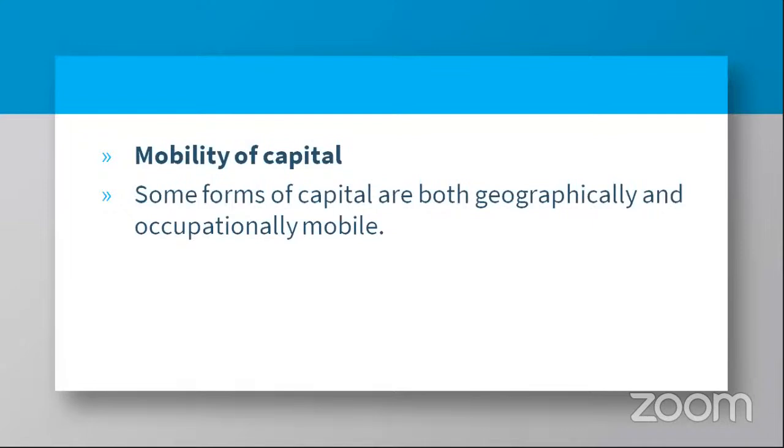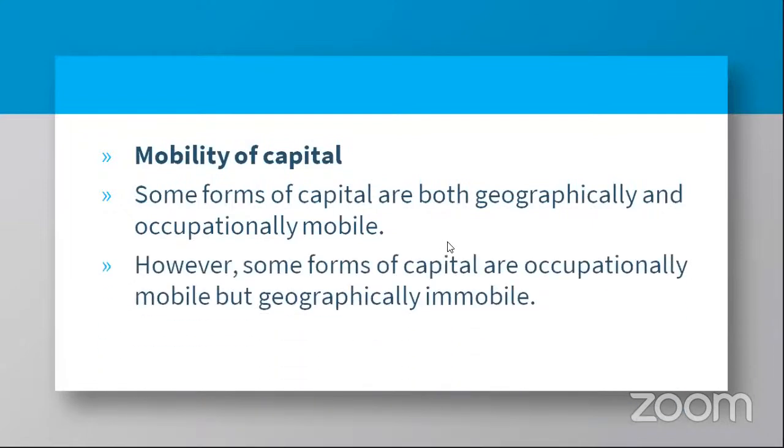Are you getting it? Okay, so we are saying that some forms of capital are occupationally mobile, but geographically immobile. And this is the geographical mobility I've been talking about. There is some capital that is geographically immobile. Are we together? You cannot actually have that capital shifted from one place to the other. That is why we are saying some forms of capital are geographically immobile, though they can be occupationally mobile.